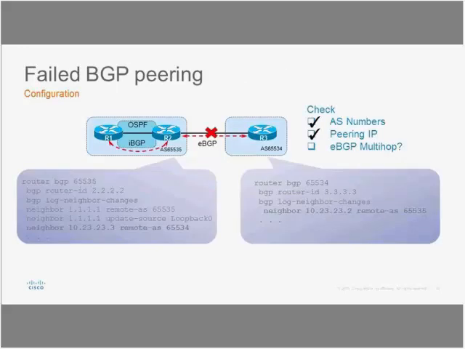Always start by looking at the configuration. Be it iBGP or be it eBGP, it is always important to look at the configuration, right? If you are having multiple hops between your eBGP neighbor, so let me give you a brief overview on how eBGP works, right?